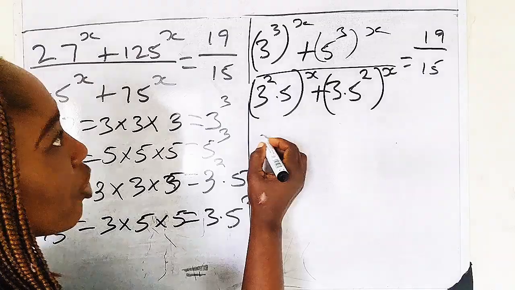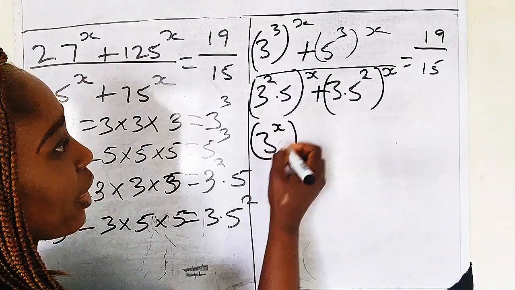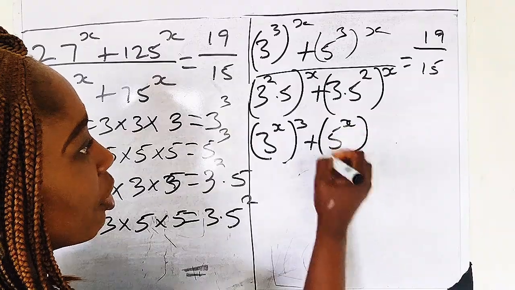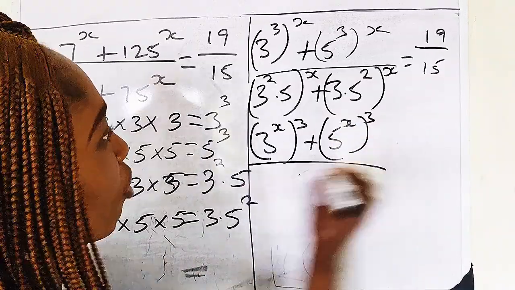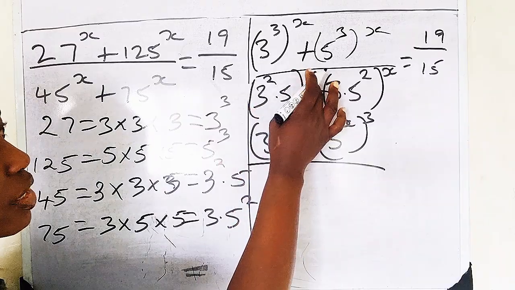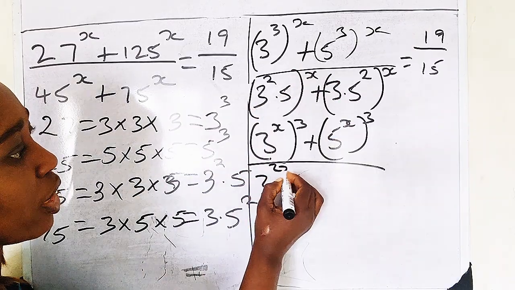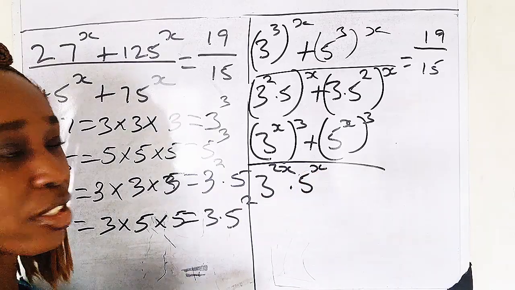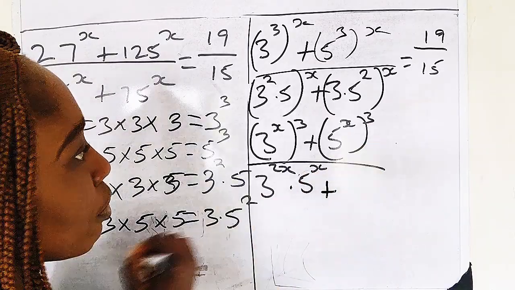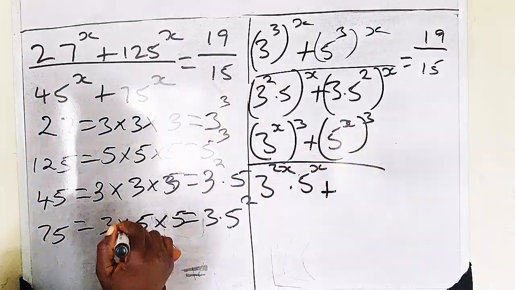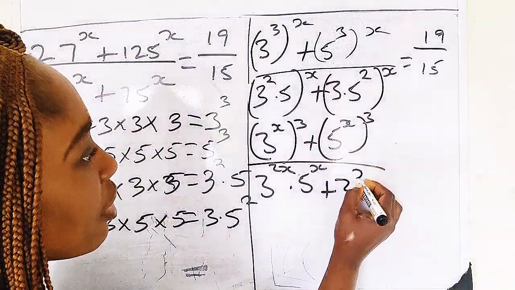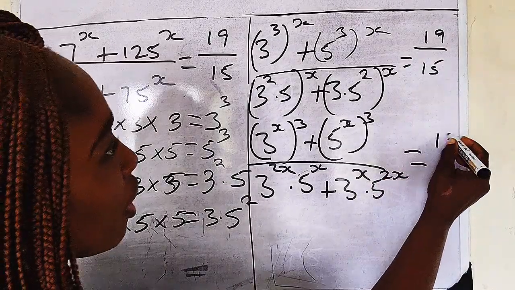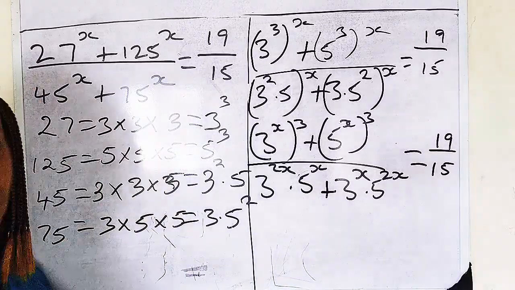Then let's rearrange. This will be the same thing as 3 to the power of x bracket 3 plus 5 to the power of x bracket 3 all over. We want to open this bracket. We have 3 to the power of 2x times 5 to the power of x according to the law of indices, plus 3 to the power of x times 5 to the power of 2x. Everything is equal to 19 over 15.